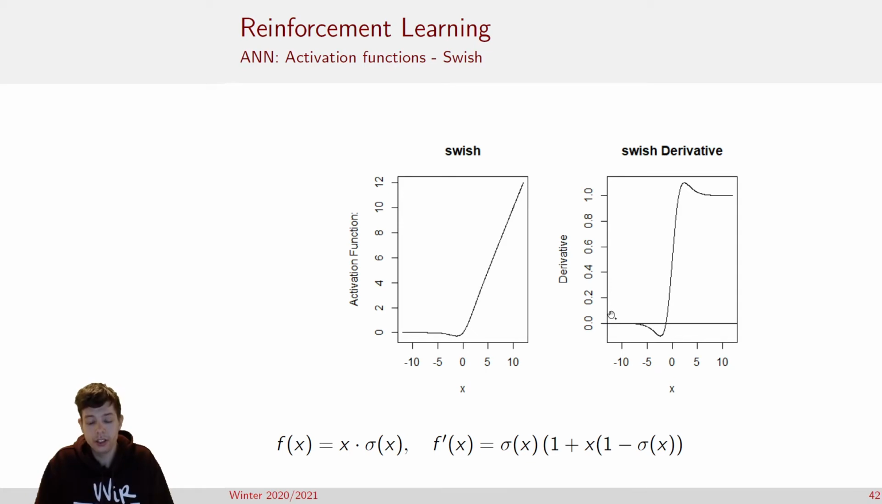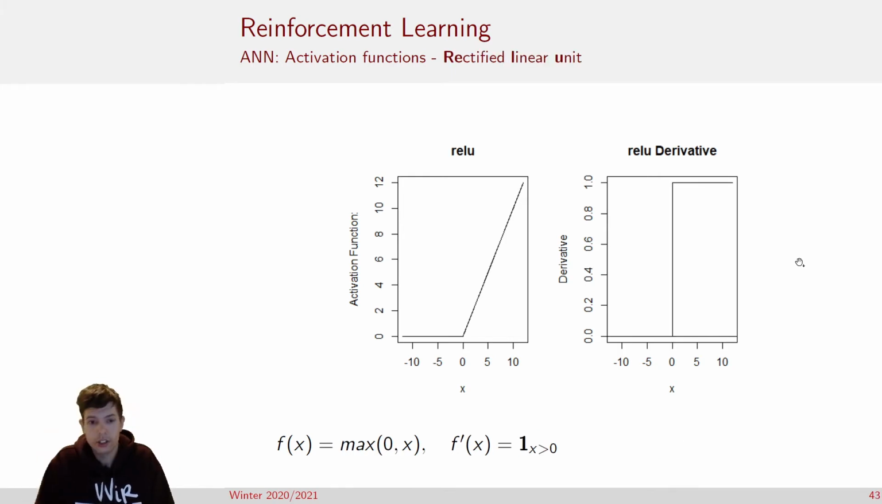And as you can see, the derivative at minus infinity, or at large negative values, is still 0. So it might happen that you end up with a gradient that is close to 0. But on the upper side, the derivative goes to 1. And in between, there's a smooth transition of the derivative.